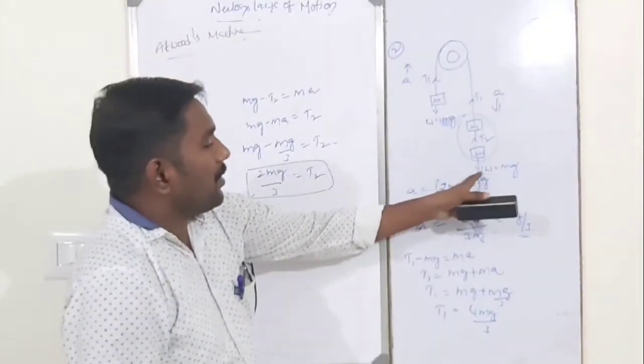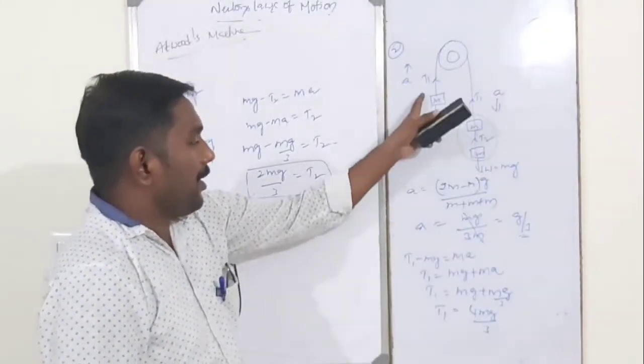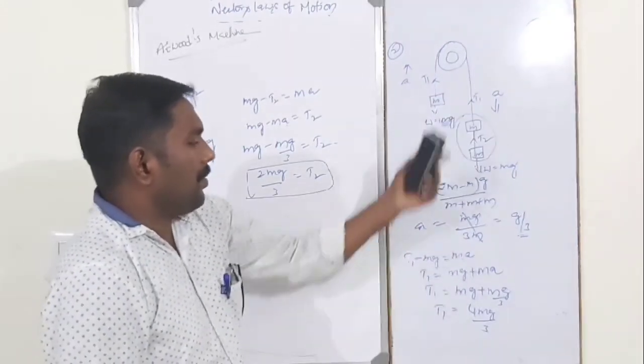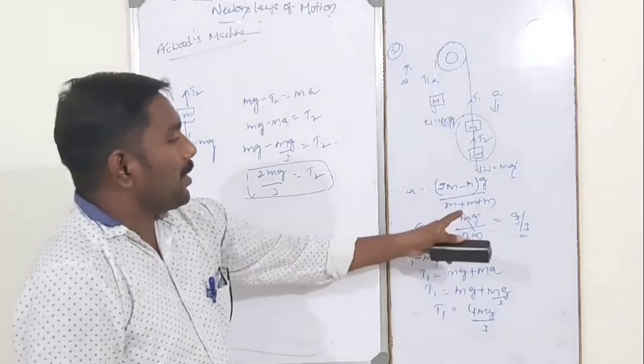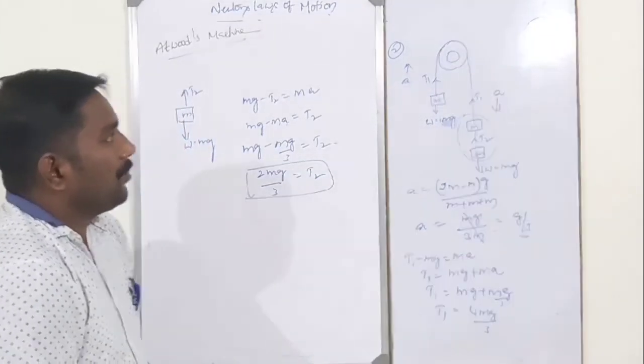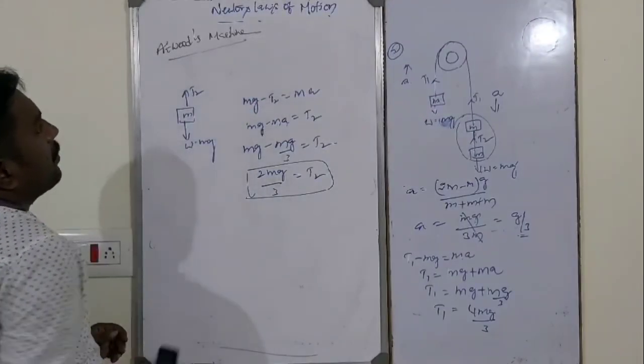This is the tension T2, already found. T1 also found like this. T1 and T1 are both the same, 4mg by 3. And lastly, the acceleration is also calculated. Atwood machine, important case. Very easy. Atwood machine.